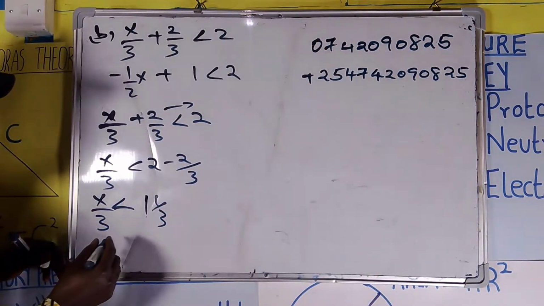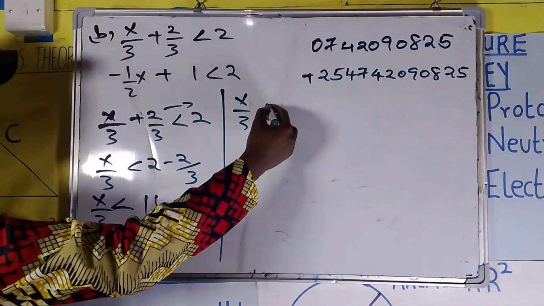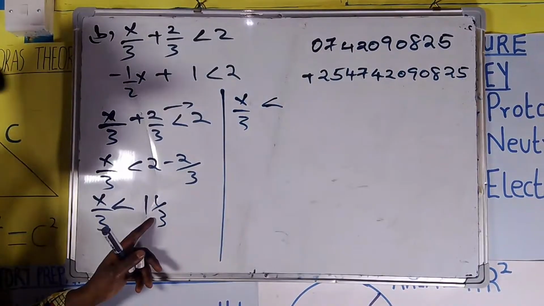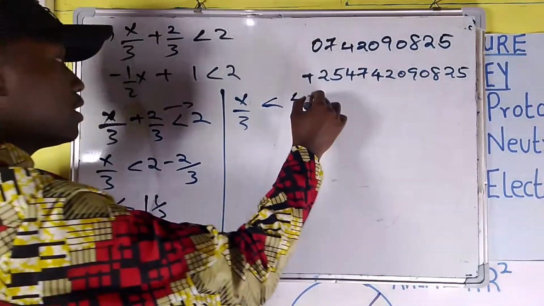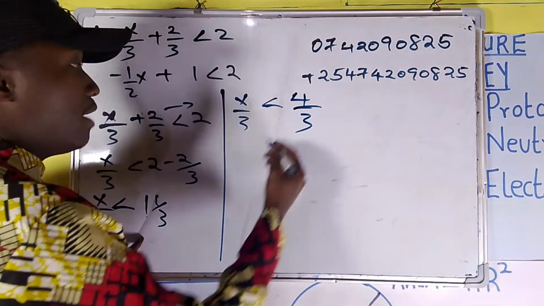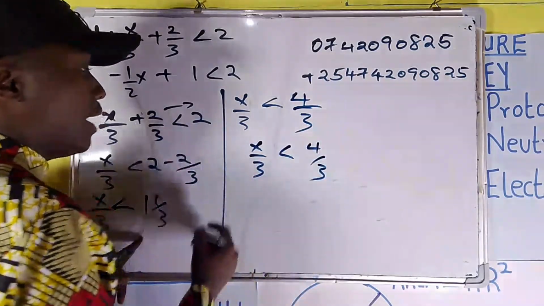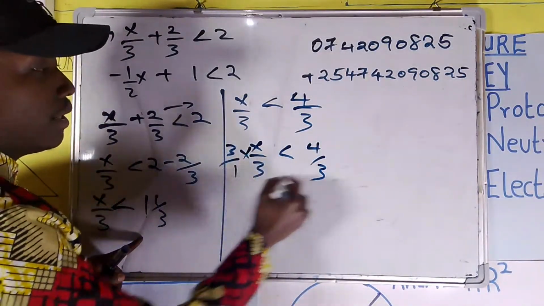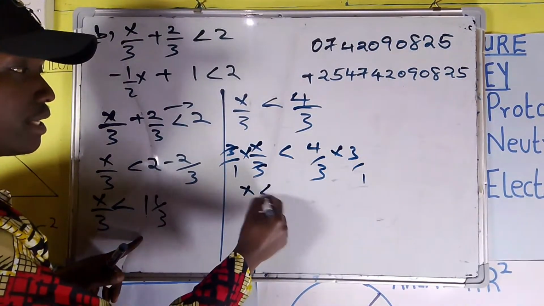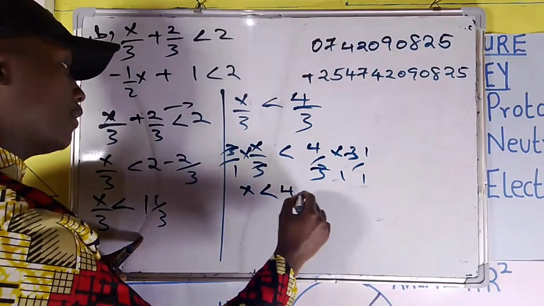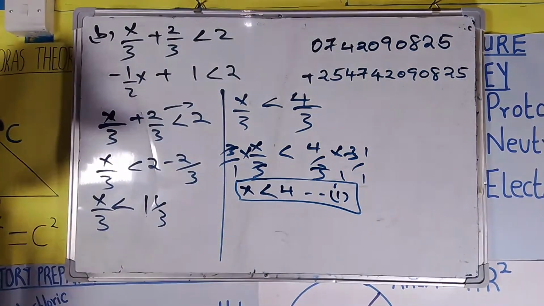So once you have that, we are going to have x over 3 is less than, we can write this one as an improper fraction. So 1 times 3 is 3 plus 1 is 4. So it is 4 over 3. When we have that, we'll have x over 3 is less than 4 over 3. And we can multiply by 3 over 1. Once we do that, we'll be left with x is less than 4. And that will be our first inequality.